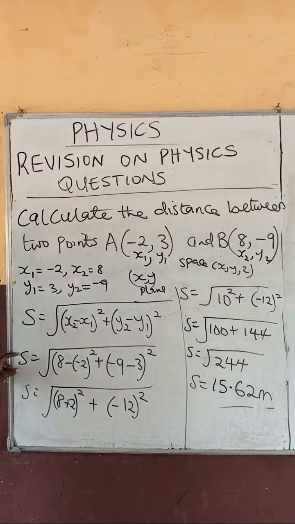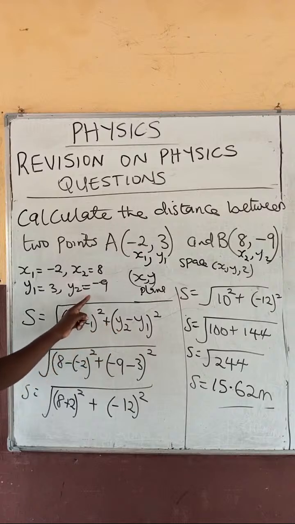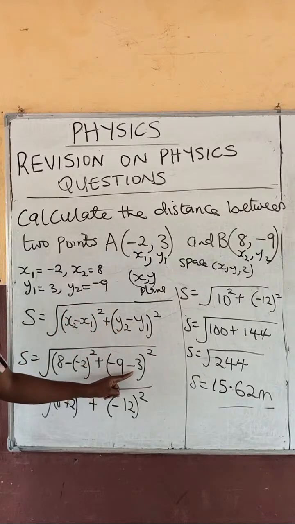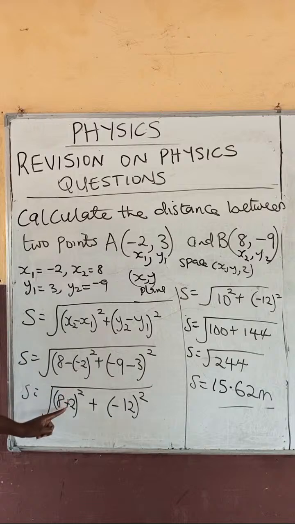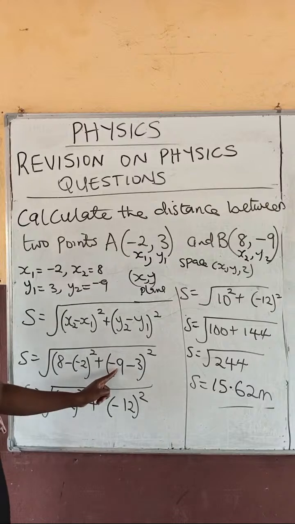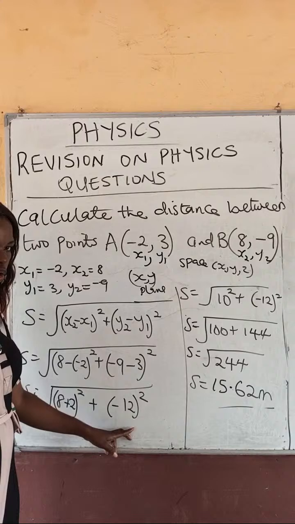Okay? Now x is equals to root of, my x2 is 8 minus, my x1 is minus 2. Okay? And now put it all squared plus bracket, my y2 is minus 9, minus my y1 which is 3. Okay? All squared. Now bring down this 8. Minus times minus is plus. You bring down 2. All squared plus. Minus 9 minus 3 is minus 12. Okay? You put it in bracket, all squared, right?